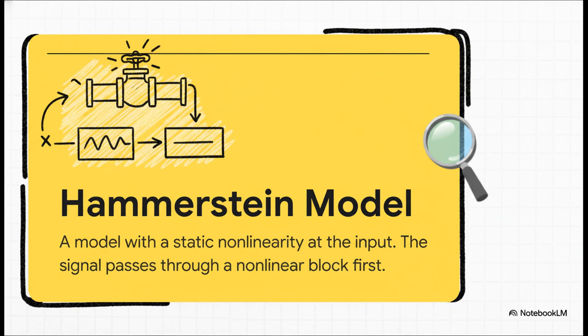This model is absolutely brilliant for situations where the nonlinearity, the weirdness, happens right at the beginning. A perfect example is a guitar pedal. You stomp on a distortion pedal, that's a totally nonlinear effect, and then that distorted signal goes into the pretty linear amplifier. So the input signal first gets crunched by a nonlinear block, and then that new transformed signal gets fed into our good old linear model.